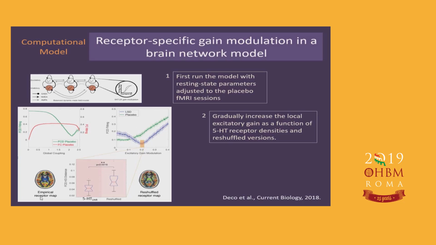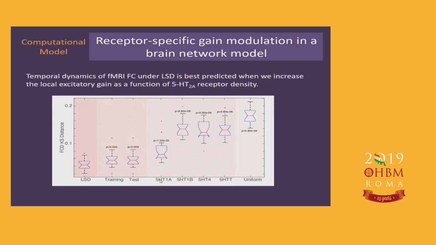Not only did we reshuffle the receptor map and show that the fitting is worse, but we also tested all the other receptor maps, or even a uniform receptor map. And in this paper, we show that using the receptor map where LSD preferentially binds, we are able to obtain the best fitting of the computational model.